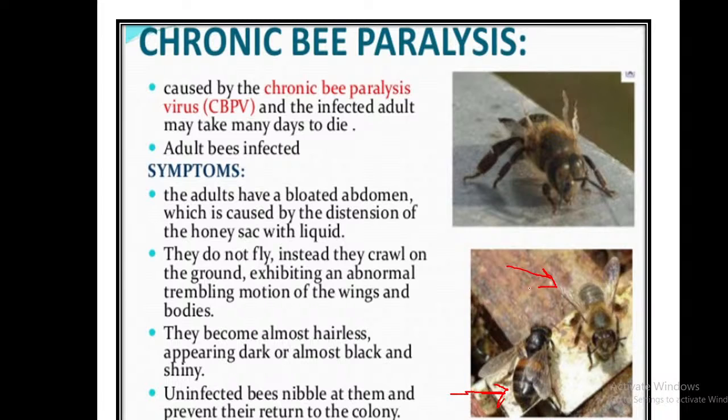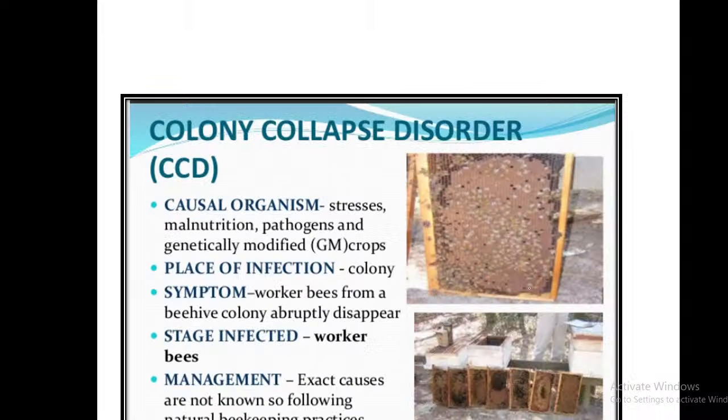And they become hairless. മുടി ഇങ്ങനെ തലയിരിക്കുമ്പോഴേക്കും they will lose the bristles on their body, or they will be attacked by the predators. വേറെ പക്ഷികളോ ഉറുമ്പോ ഒക്കെ വന്ന് പിടിക്കാനും chance ഉണ്ട്. This is known as chronic bee paralysis.